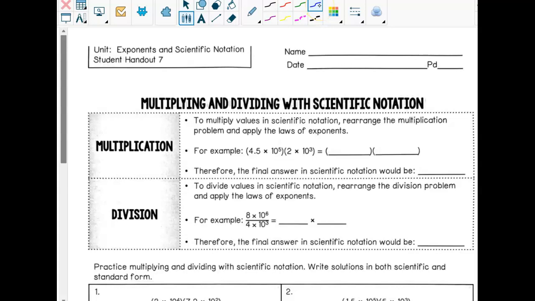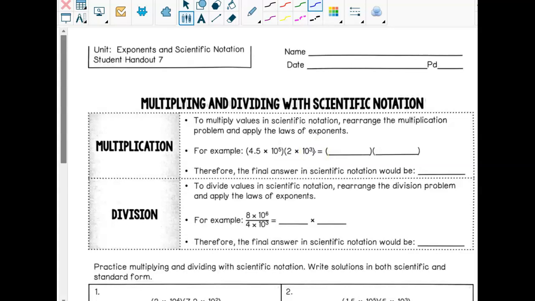When you're multiplying, because of the commutative property, you can multiply numbers in any order. So the easiest thing to do when you have numbers that are in scientific notation is to split them up, like numbers times numbers and exponent in base times exponent in base, so that you can multiply easier. So for example, it says to multiply values in scientific notation, rearrange the multiplication problem and apply the laws of exponents. So for example, we've got 4.5 times 10 to the 5th times 2 times 10 to the 3rd. So you can multiply numbers in any order.